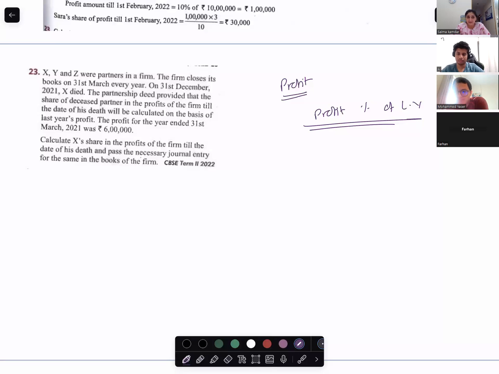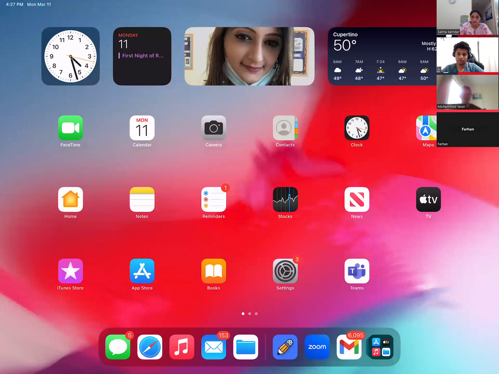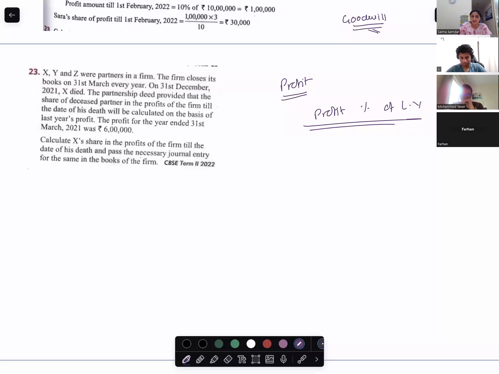So when you are doing the death of a partner, the first thing that you have to do is goodwill. You will find the deceased partner's share of goodwill, correct? Yes. After you find the deceased partner's share of goodwill, that will be given by which partner? The gaining partner. So the gaining partner will be debited.